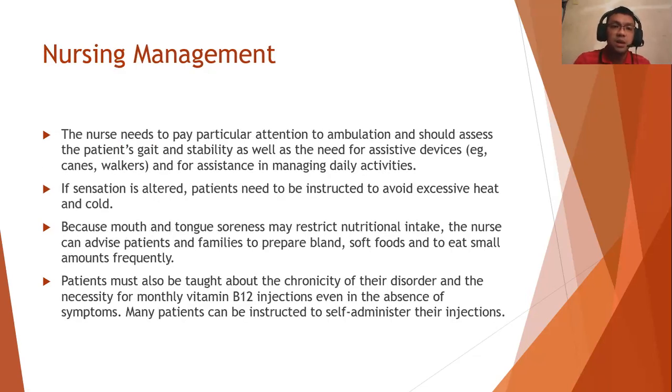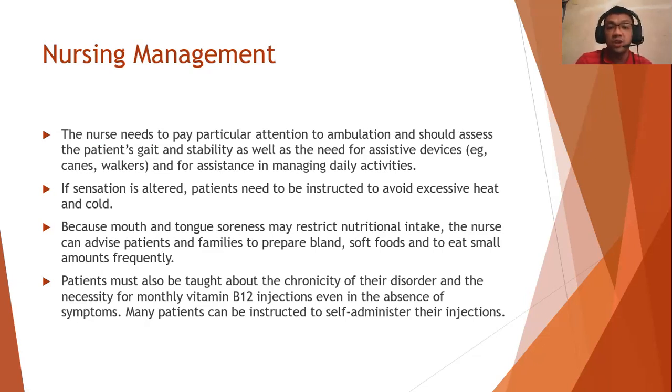Nursing management: the nurse needs to pay particular attention to ambulation and should regularly assess the patient's gait and stability, as well as the need for assistive devices such as canes and walkers, and for assistance in managing daily activities, since some of these patients can lose their sense of balance. If sensation is altered, patients need to be instructed to avoid excessive heat or cold, especially when taking a bath.